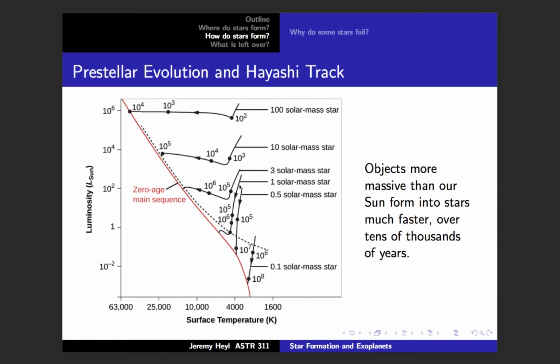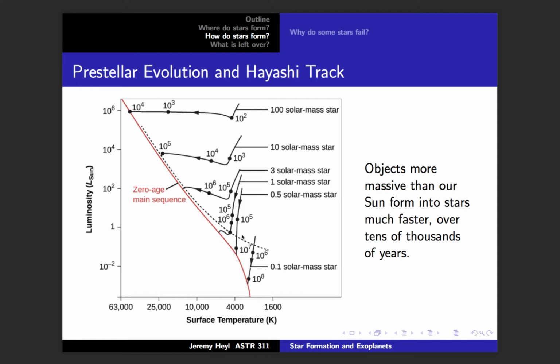So as it's doing that, what it does is it comes down these tracks here, right? These almost straight vertical tracks. It gets a little bit hotter at its surface, but the main thing it does is it gets much, much fainter. And what it's doing here is it's just radiating the gravitational energy that's released as it gradually collapses. Now, this shows a lot of information, right? So we have different masses of stars, starting at the top, 100 solar mass star, and along the lines are the number of years it takes to reach that stage.